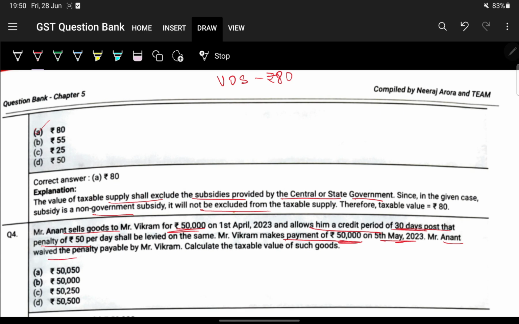If they waived off, then it is not to be included in the value of supply. Suppose it was not waived off, then add it. Then calculate 50 rupees per day and the number of days, and then you have to add it. But if it is waived off, then don't add it. So here the original price will only be the value of supply, which is B, 50,000.